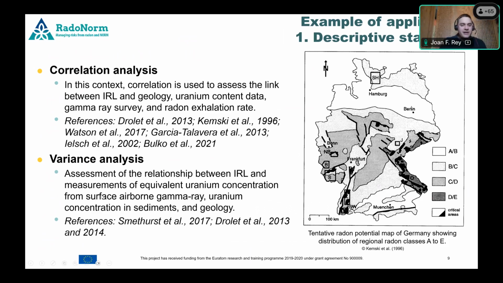Then we do have the variance analysis, the ANOVA. Here, it has been used in different papers to look at the relationship between the indoor radon levels and the measurement of the equivalent uranium concentration, the uranium concentration in sediments, but also geology.